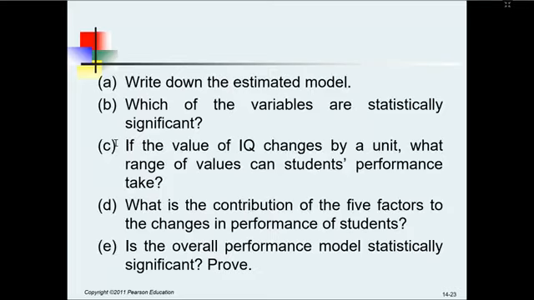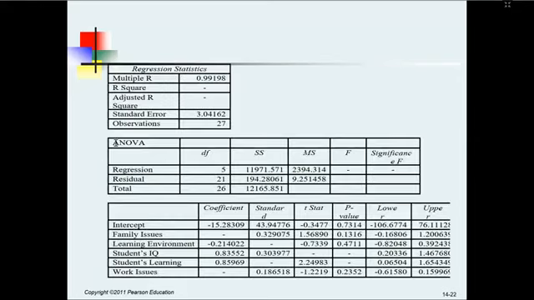Part D: what is the contribution of the 5 factors to the change in performance of students? That will be the R squared. Is it given? Okay, R is given. So square this value. What will be the answer? So the coefficient of determination is what?